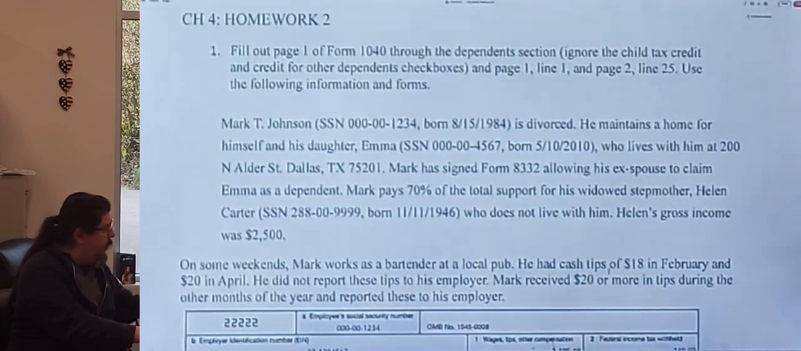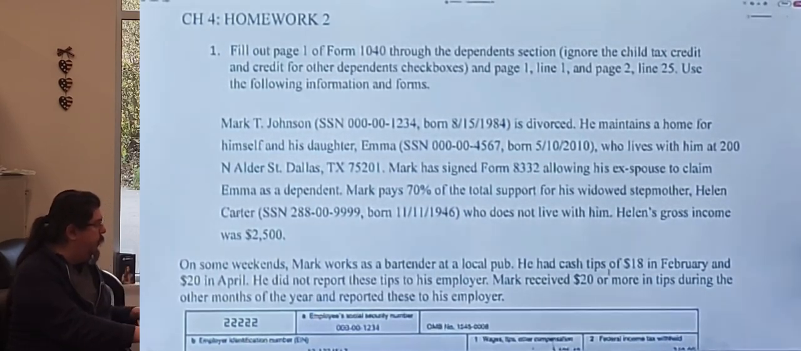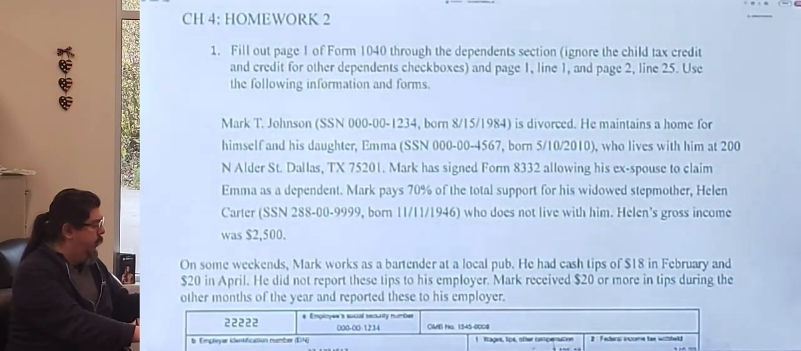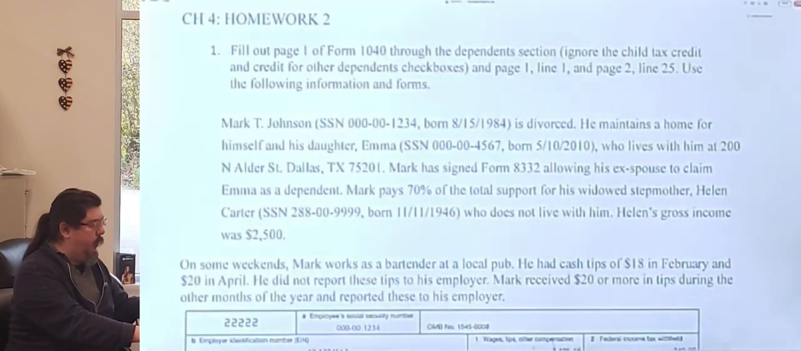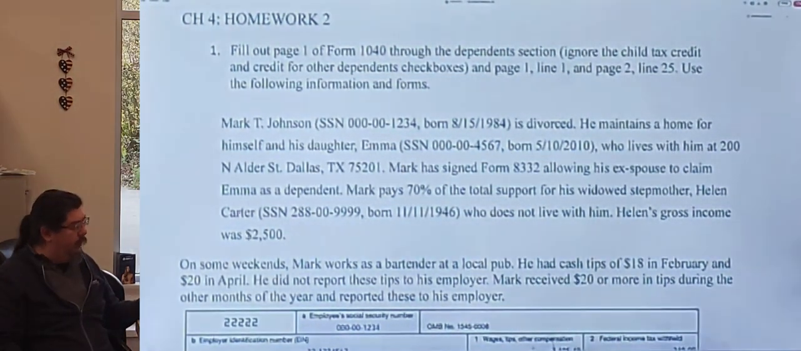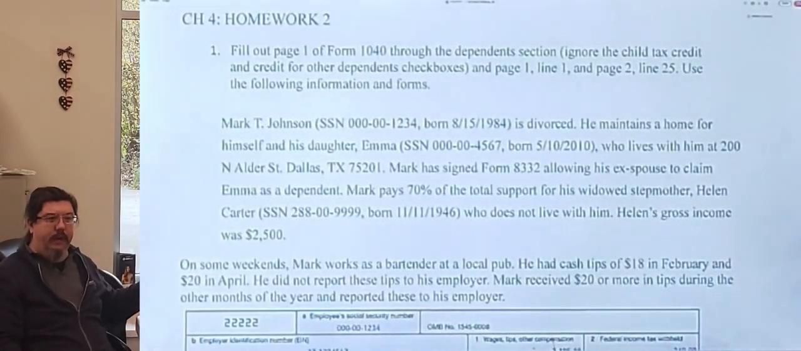Okay. The only thing that we haven't discussed in the class, well, they didn't even give you page 2 of the 1040. So just fill in page 1 of the 1040. You have all the information you need to get all the way down to taxable income. And then once you have that done, we'll go back and we'll finish page 2 together.